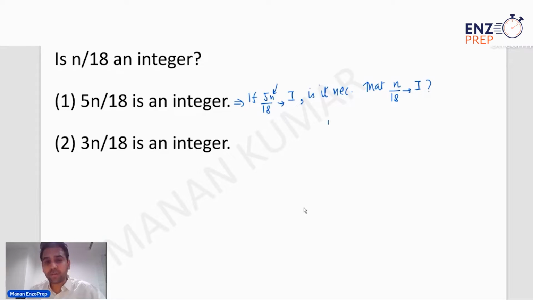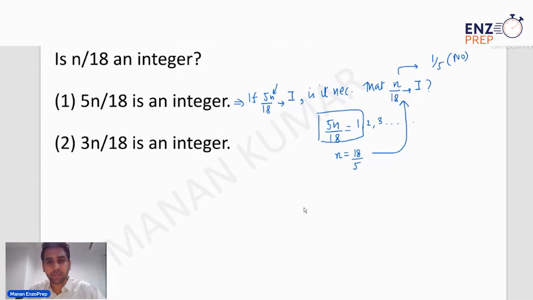Think about it. Can't 5n by 18 be any integer? Can't 5n by 18 be 1? Can't it be 2 or 3 or 4 or 5 or 6? If I were to consider just one number here, let's say 5n by 18 is equal to 1, in that case you get n to be 18 by 5. If you plug it back into the question, n by 18 will come out to be 1 by 5, which is not an integer.